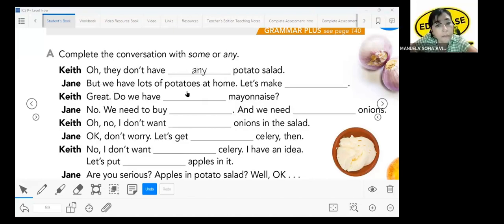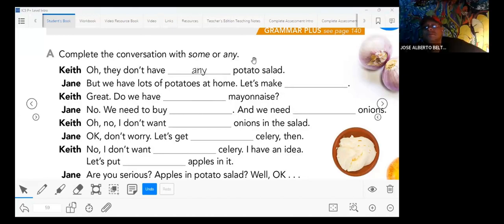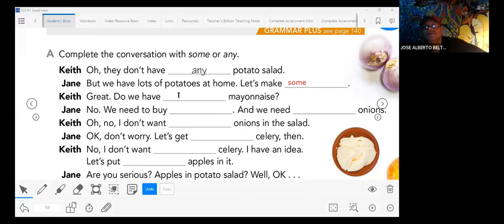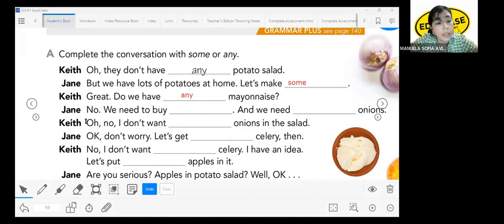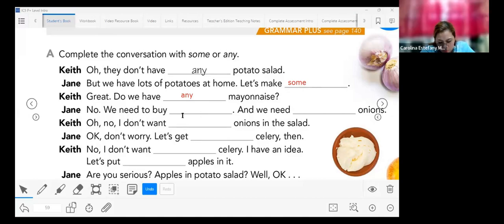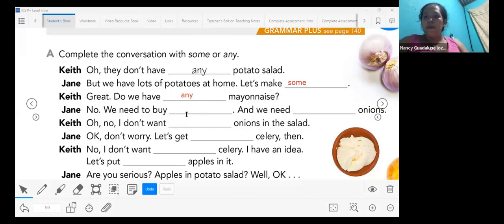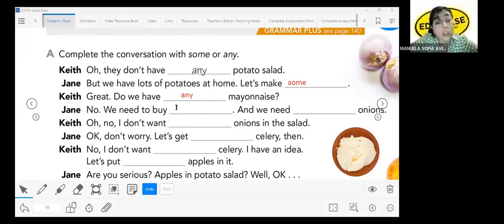Next, but we have lots of potatoes at home. Let's make some. Okay, because it's affirmative, right? Yes, let's make some. Great. Do we have any? Any, correct, because it is a question. No, we don't need to buy. I mean, no, we need to buy some. Correct, Mr. Bertrand. Any, no, because we don't have a negative, we don't have a question or something like that. And next.